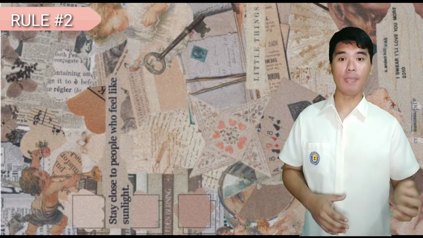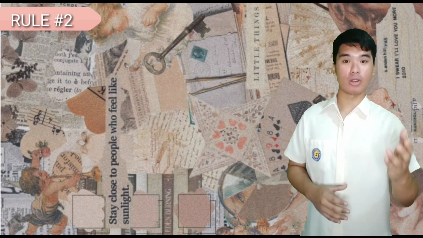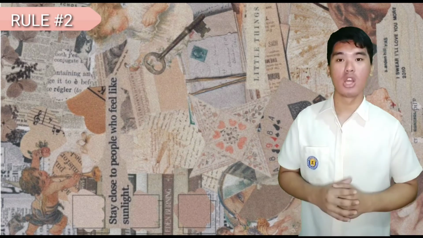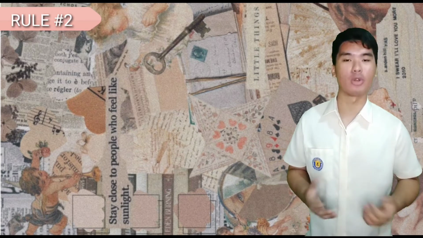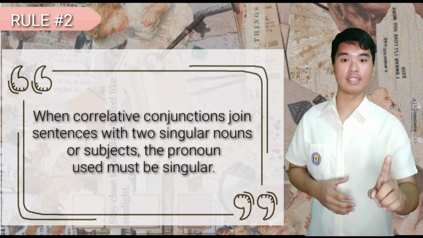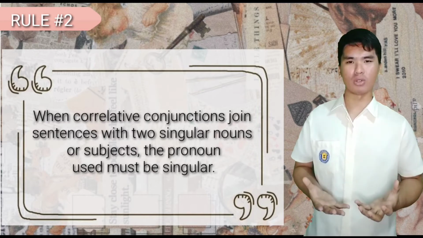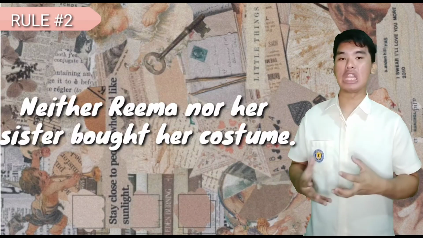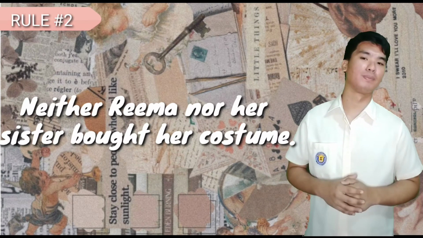For our second rule, we have to keep the antecedents and pronouns in agreement. Pronoun agreement is also an important element while using correlative conjunctions. The rules with pronouns are very similar to those of subject-verb agreement. When correlative conjunctions join sentences with two singular pronouns or nouns, the pronoun used must be singular. Example: neither Rema nor her sister brought her costume.